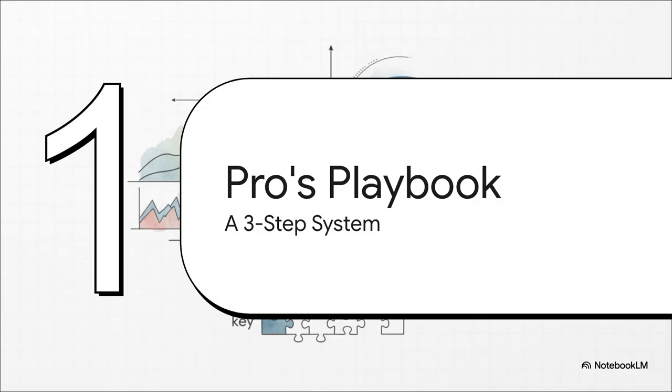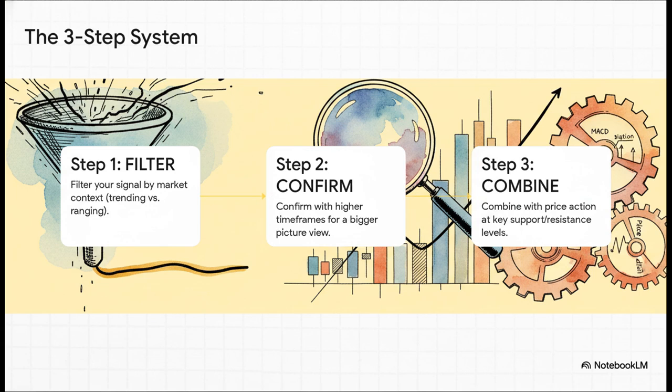So how do we put all this together? How do we make it actionable? Well, the pros have a system. They boil all this down into a simple, repeatable, 3-step playbook for finding way, way better signals. The playbook is this simple. Step 1, filter your signal. That means making sure you're in the right market, a trending one. Step 2, confirm that signal. Look at a higher time frame chart. Does the big picture agree? And step 3, combine the momentum signal from MACD with what the price itself is actually doing.